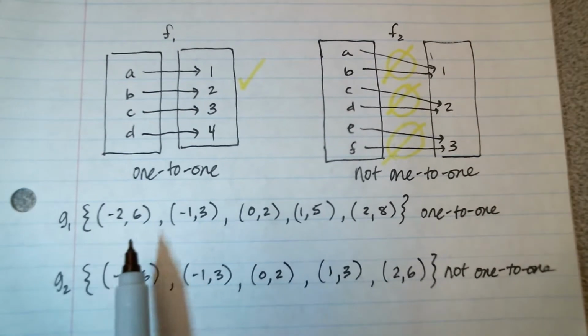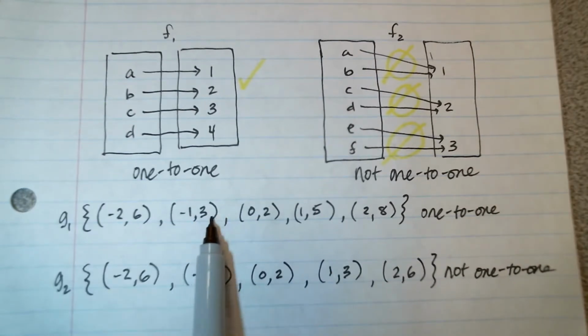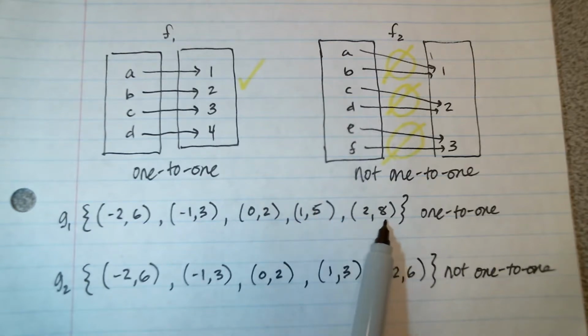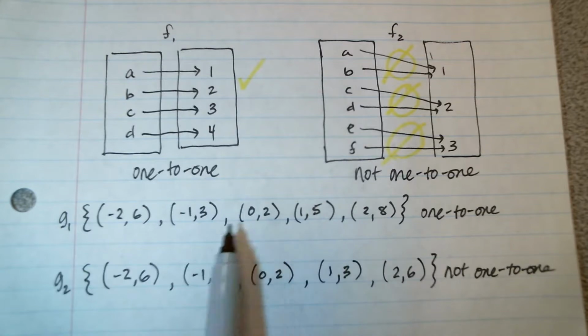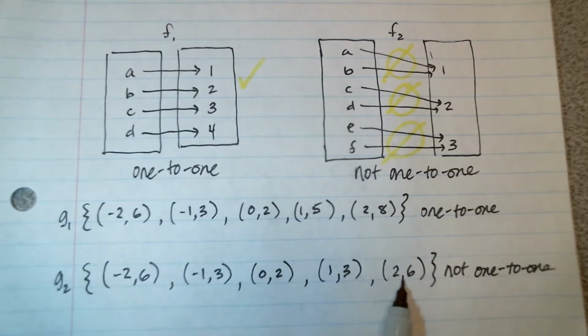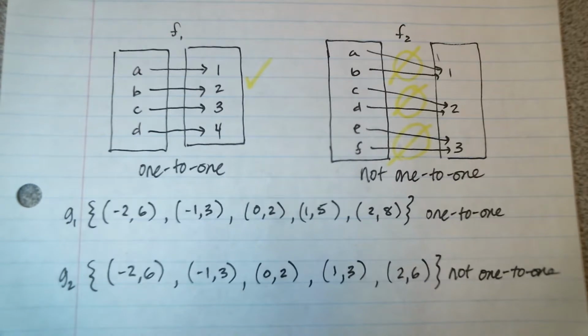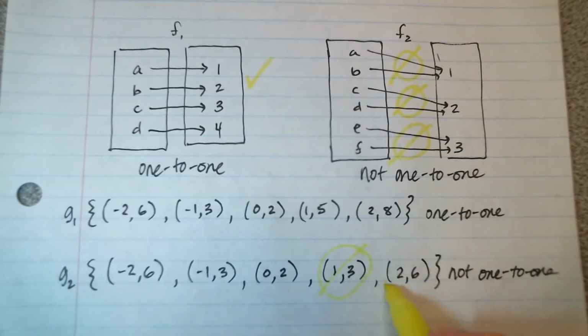Again, what I'm looking for here is whether or not the y coordinates repeat. And in this first example, there's only one instance of 8, 5, 2, etc. While in the second example, there are repeated y values. So this is not one-to-one because of these points.